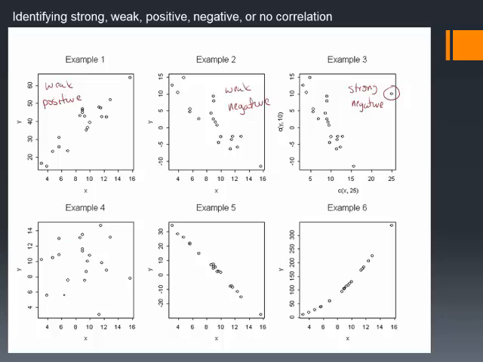Here I have a random cluster, so we have no correlation. And then here I have a very strong negative. And here I have a very strong positive. Now example 3, I called it a strong negative, but really it would kind of be more like a medium negative. It's a matter of opinion really as to whether it would be strong or weak.